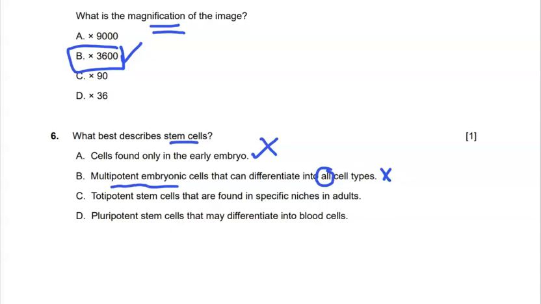Totipotent stem cells that are found in specific niches in adults. Well, this is not the totipotent stem cell. Those are associated with embryos. So this is wrong.